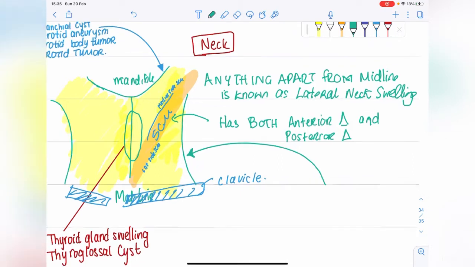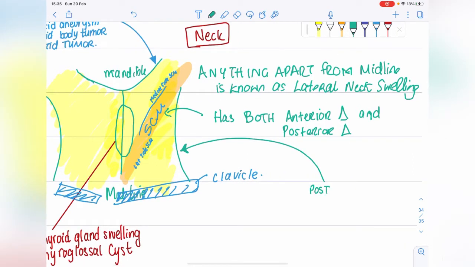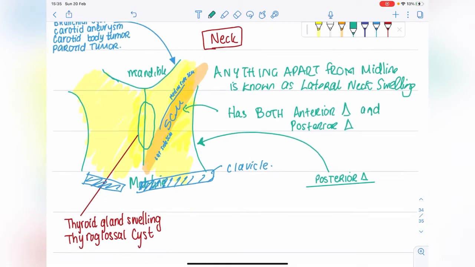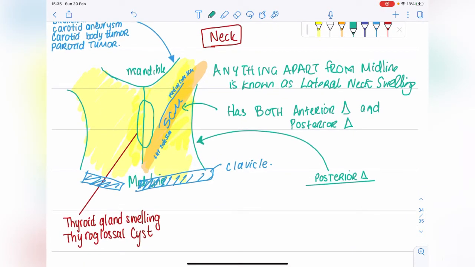So here's the posterior triangle. Now let's cover the posterior triangle neck swellings. The posterior triangle neck swellings are found on the lateral border of the sternocleidomastoid, and below is the clavicle, which makes the inferior border. The first swelling is a subclavian aneurysm in the posterior triangle. Now remember, the sternocleidomastoid's lateral side marks the medial border of the triangle.